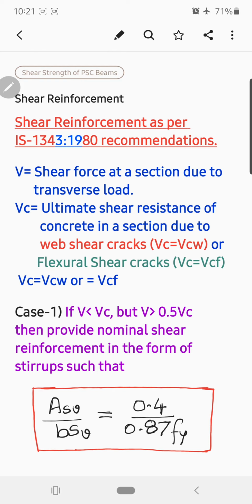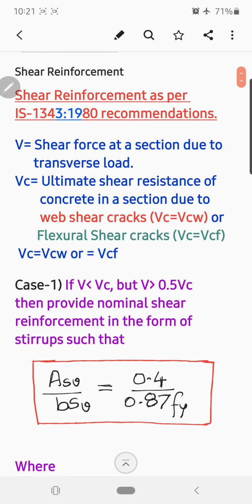Now, as per IS 1343:1980 recommendations, if V is the shear force at a section due to transverse loads, and Vc is the ultimate shear resistance of concrete in a section due to web shear cracks, that is Vcw, or due to flexural shear cracks, Vcf. So that means Vc is the ultimate shear resistance either due to web shear cracks or flexural shear cracks, that is, Vc is Vcw or Vcf.